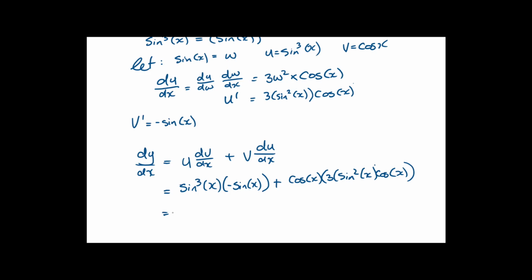So this is going to be equal to minus sine 4 of x plus, now let's bring this 3 out, cosine squared of x. When that one's done, let's bring out the front sine squared of x.